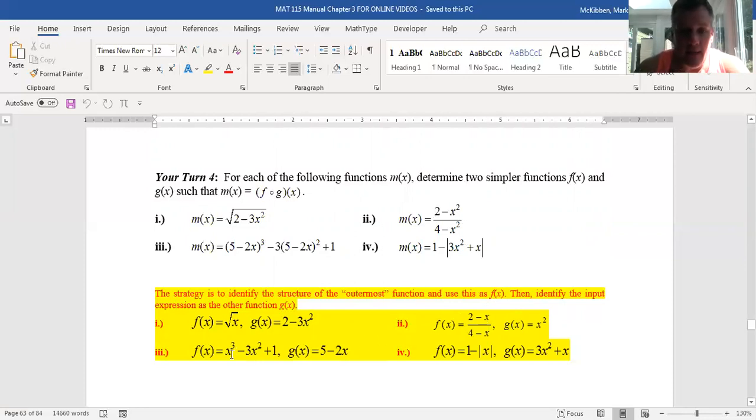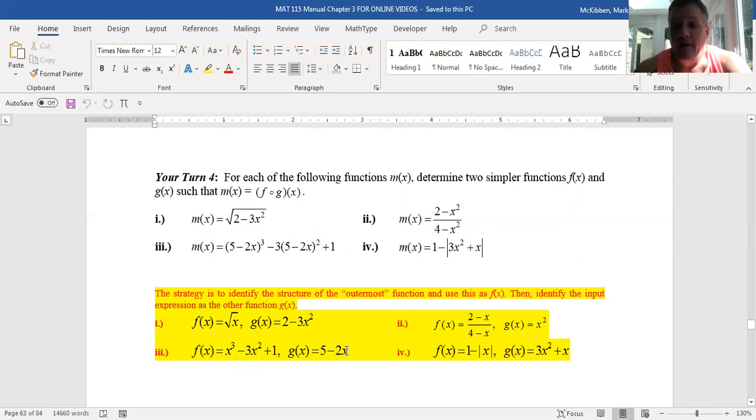All right, this guy here, notice I have the 5 minus 2x occurring in two different places. So that's an indication that I probably want to replace it by just an x to get the outer structural function, right? So overall, this function m of x is something cubed minus 3 times that same something squared plus 1. And so what that tells you is the outer function is f of x equals x cubed minus 3x squared plus 1. And then the inner function, what am I cubing and what am I squaring? Well, that's the 5 minus 2x in this case.